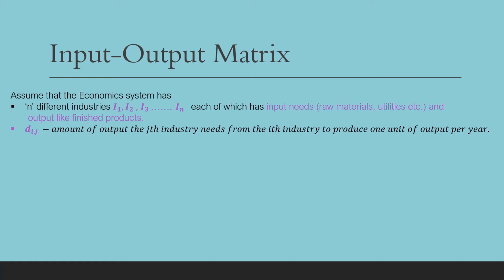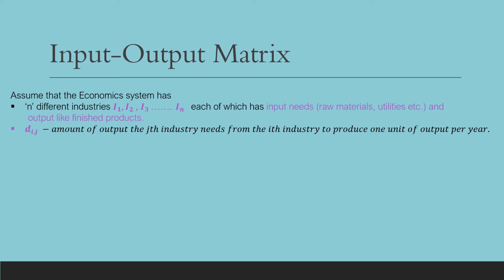Maybe industry 1 will need things from the same industry; it will use its own product. But Dij will be the amount of output the jth industry needs from the ith industry to produce 1 unit of output per year. Suppose I say D11: D11 is the amount of output the first industry needs from itself to produce 1 unit of output per year. The same way, D22 will be the amount of output the second industry needs from the second industry itself to produce 1 unit of output per year.